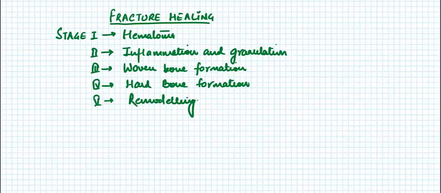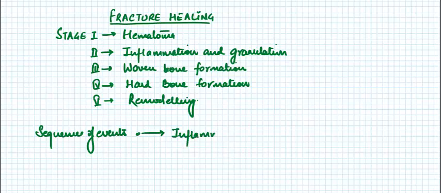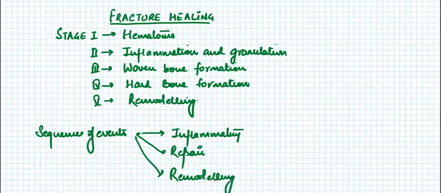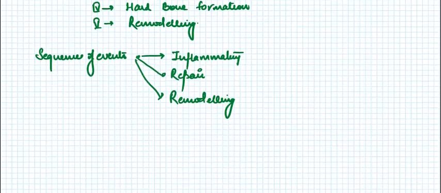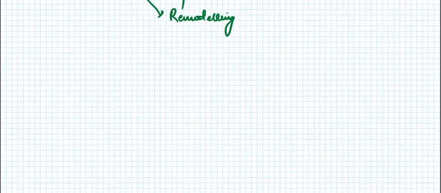See, the sequence of events that basically happens in any fracture goes something like this. First stage is always the inflammatory phase, we say, right? Then it goes into the stage of repair, and then it gets into the stage of remodeling. How these 3 steps or these 5 stages help us in the healing of the bone, let's talk about it.